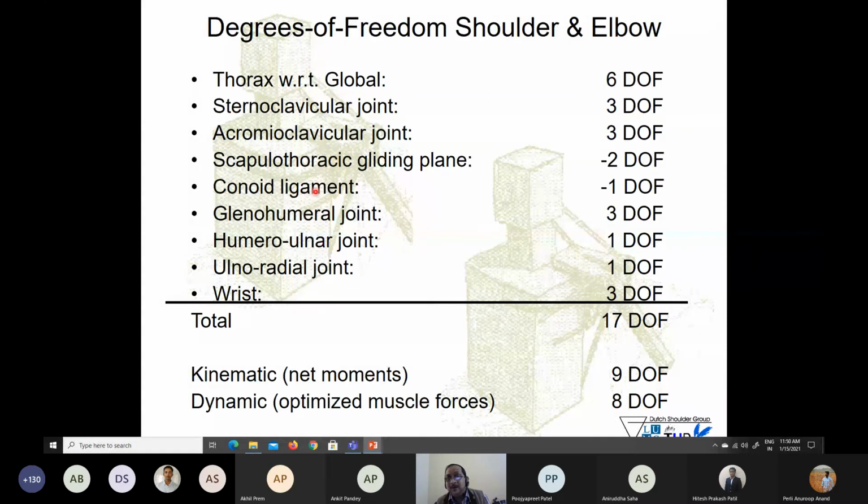Okay. Now comes the constraining degrees of freedom. As we discussed, the scapulothoracic gliding plane offers 2 constraining degrees of freedom. So we have -2. Conoid ligament -1. Okay, as discussed earlier.